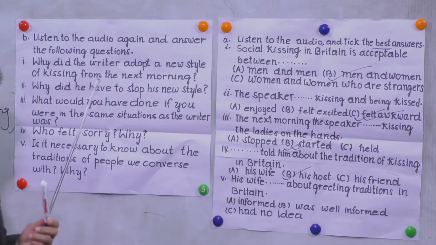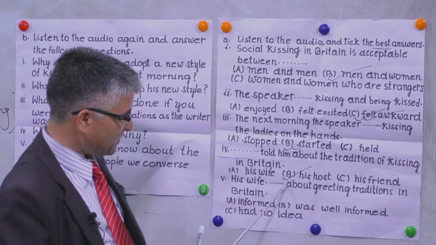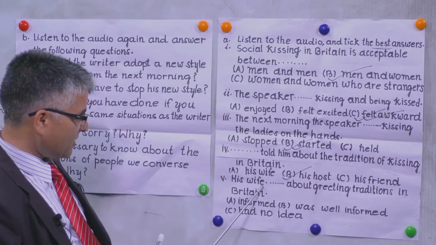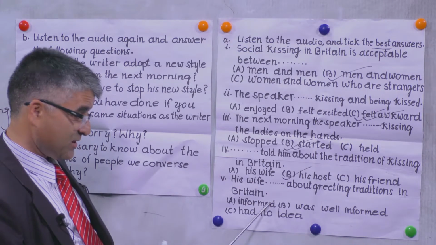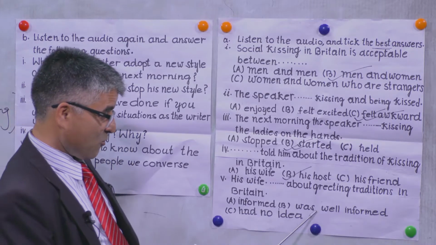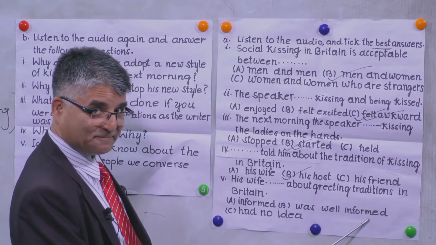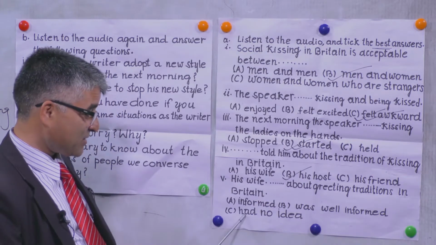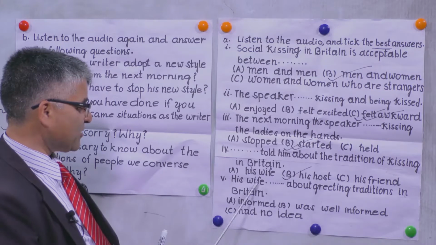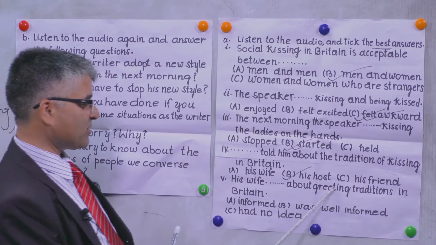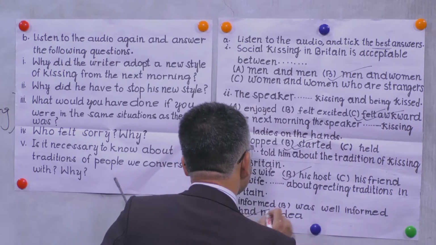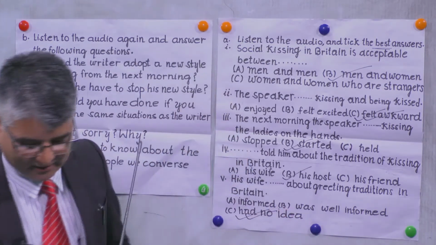So for the fifth, what did you write? Which one is your right answer? His wife, blank, about greeting traditions in Britain. His wife informed? No, she was not informed. You are right. Was well informed? Actually not, because she said she was so sorry. That's why had no idea. His wife had no idea about greeting traditions in Britain. You are right. So the third option is absolutely correct.